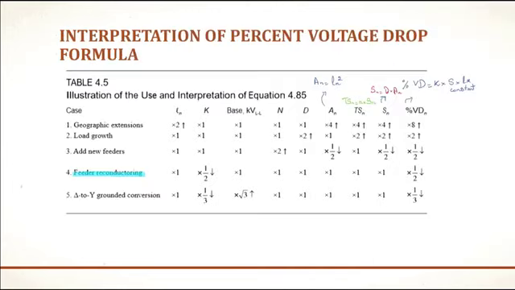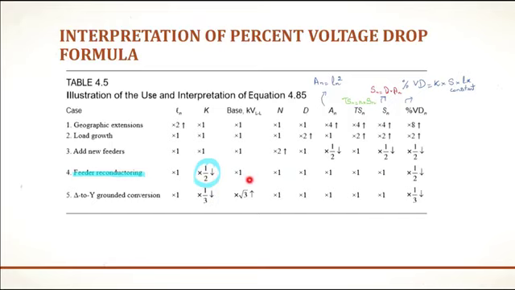So feeder reconductoring means that you are changing the conductor size, or we can say that the conductor is being replaced. So if the conductor size is doubled, the value of K will reduce. Reason is we have already seen it with the help of the graph that for higher conductor sizes the value of K reduces. So correspondingly you can see the value of K is becoming 1/2. So the value of K only appears in the percentage voltage drop formula and none of the other parameters.